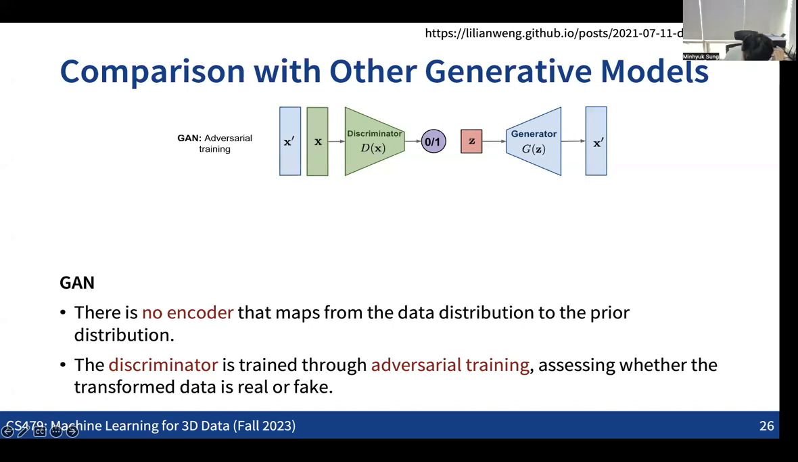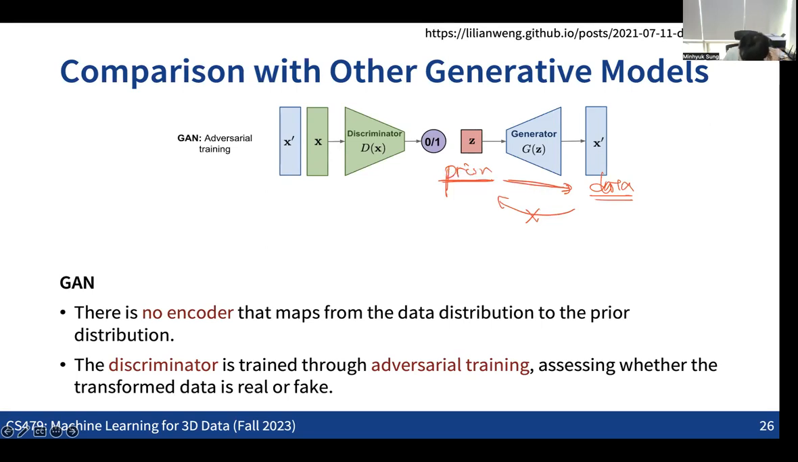But the basic idea of the GAN is that it's also the same. It's mapping the prior distribution into the data distribution. The thing about the GAN is that we only learn this mapping from the prior to the data distribution, but we are not learning the other way around, because this is the only thing that we need to learn, right? So this is the GAN architecture.